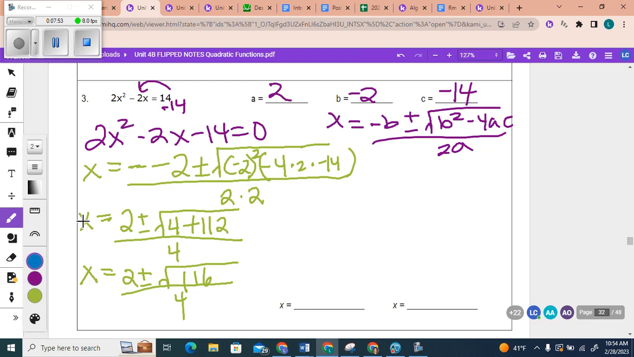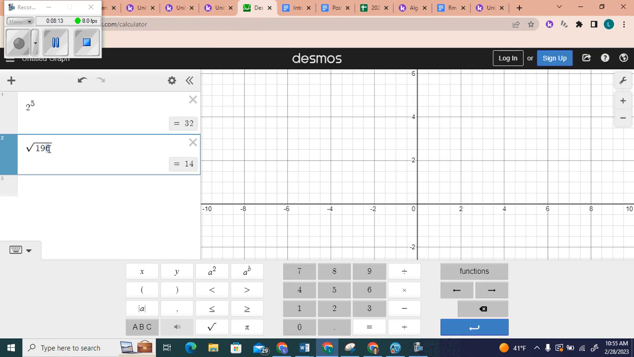Now what do I do? Nope, not yet. Good. Take the square root of 116. So we have 2 plus or minus. Come to Desmos. What is the square root of 116? Oh, we can't do it. So what do we do?